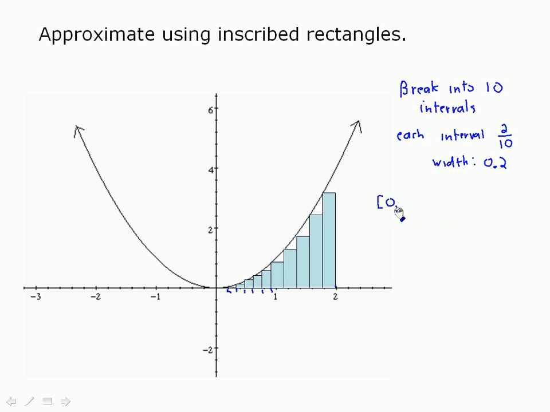The intervals are going to be 0 to 0.2. The next one is going to be 0.2 to 0.4, etc. And then the very last one is going to be 1.8 to 2. So each interval has a width of that. So this is 1.8, this is 0.2, etc. like that. You could fill them in if you wanted.